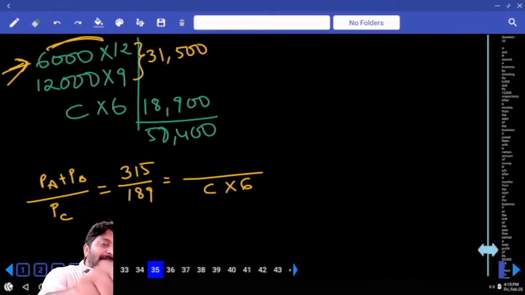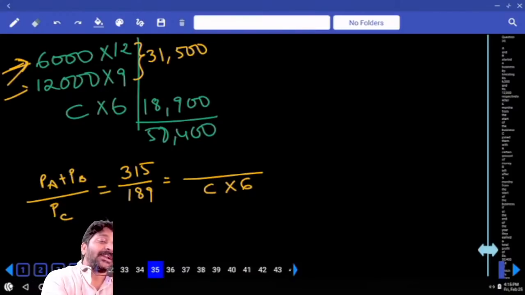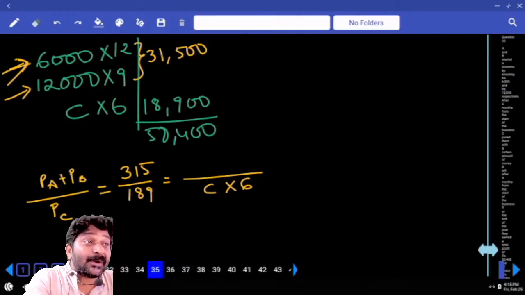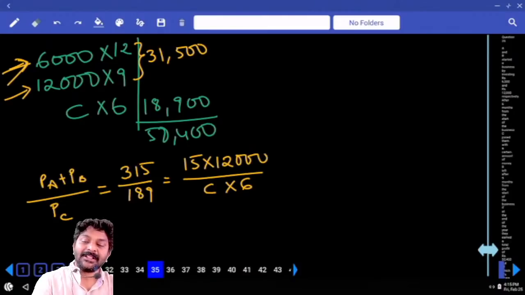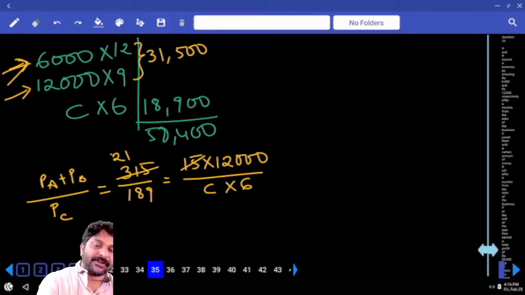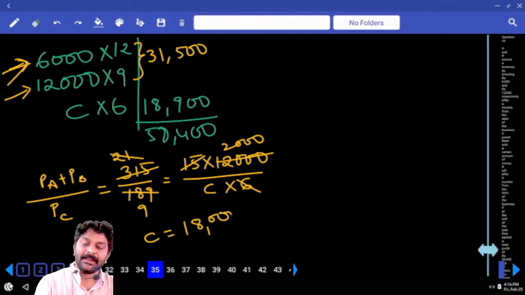So 12,000 into 6, and to that, what is to be added? 12,000 9 times. Correct? 6 times plus 9 times, so that is equal to 15 times 12,000. Understood? Now 15 and 21, okay? So 9 times 2,000, C is equal to 9 into 2,000. Answer? 18,000.